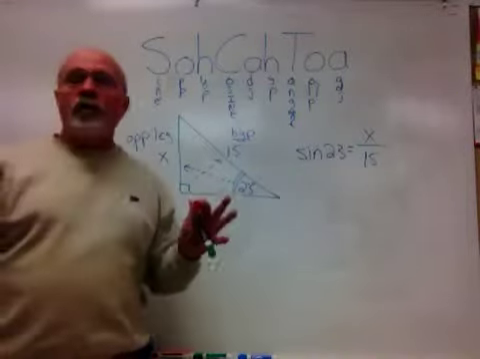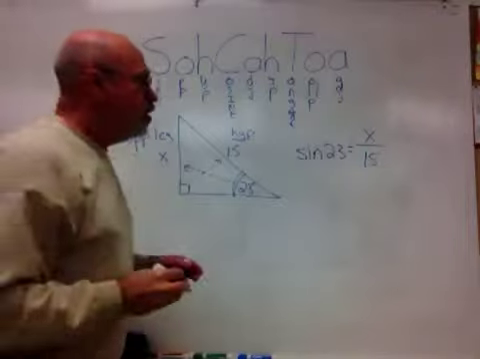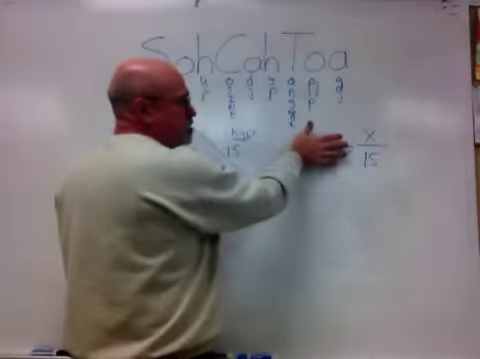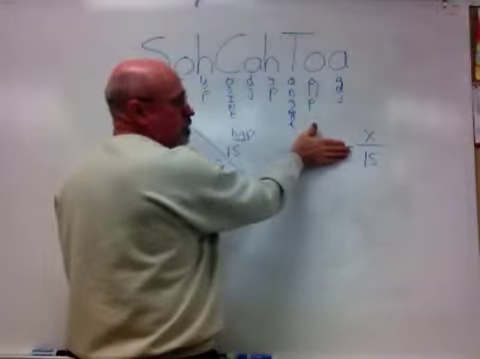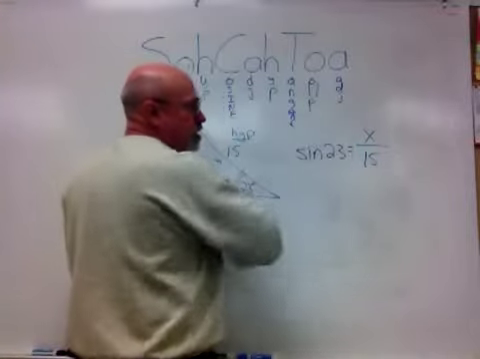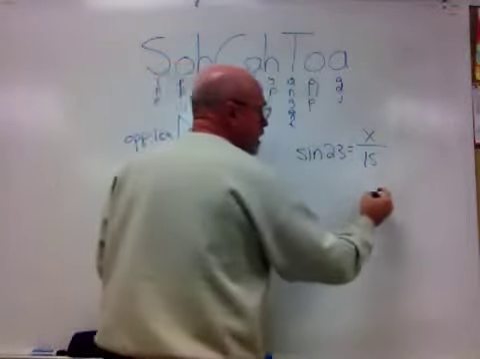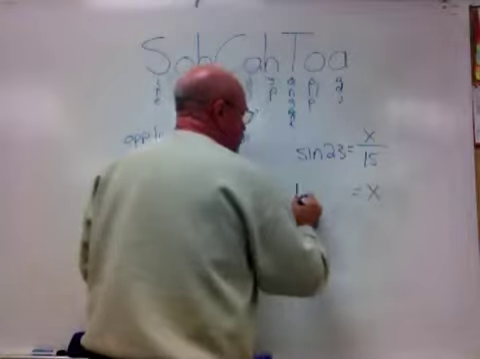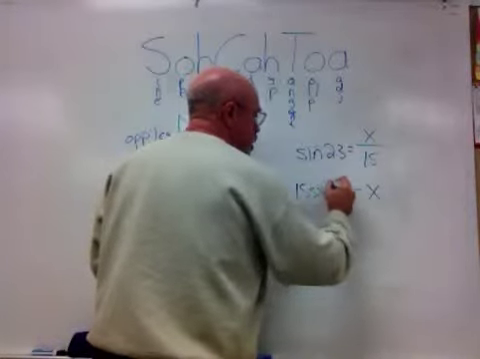Okay, now we're going to solve that, just like we'd solve anything else. If we had 7 over here, we'd multiply both sides by 15 to get our answer. So we'll do the same thing. X will be 15 times the sine of 23.